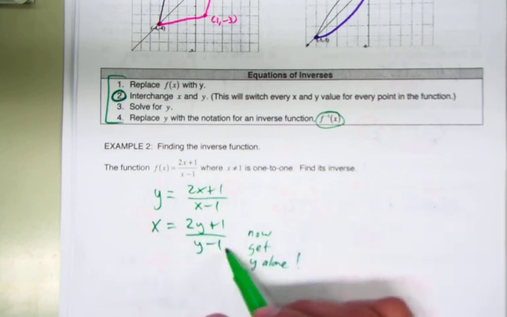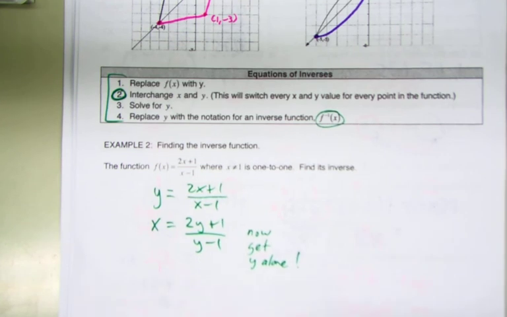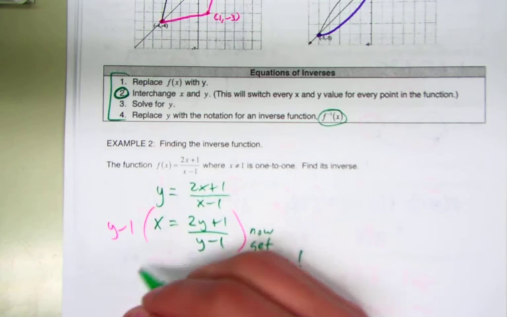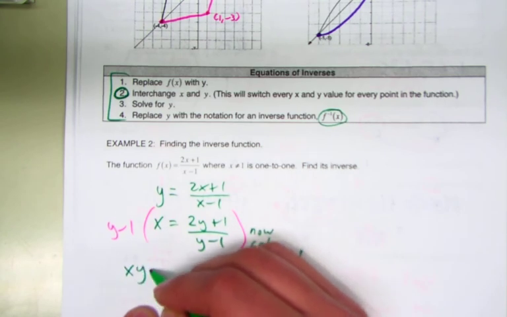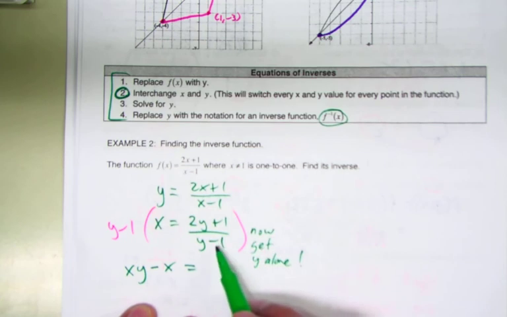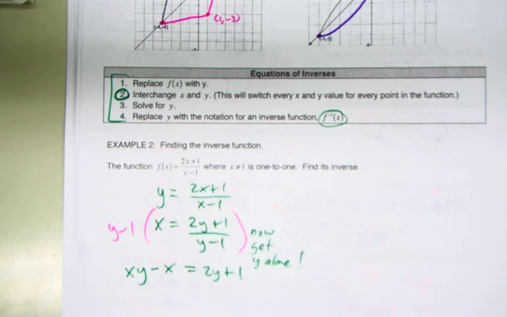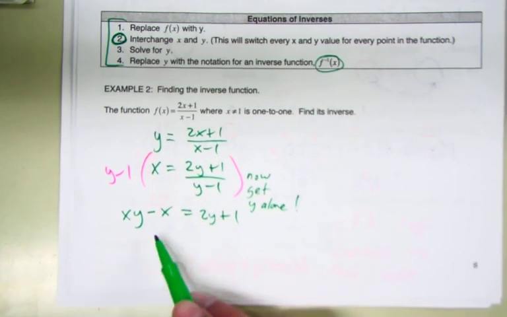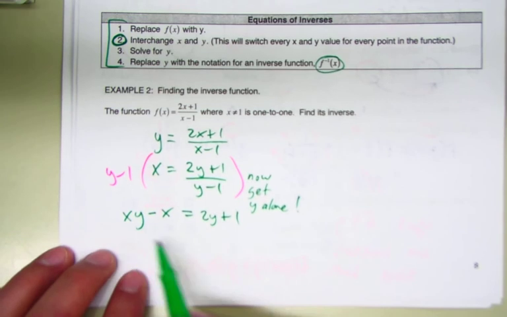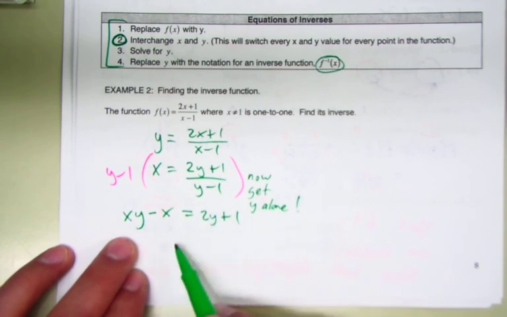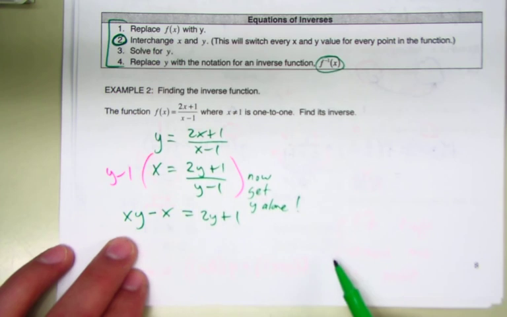Now, since I have this denominator down here with y minus 1, I'm going to multiply both sides by y minus 1. So now I get x times y minus x on the left-hand side. And on this side, the y minus 1 cancels out. We get 2y plus 1. And just like any other algebra equation that's linear, not a quadratic or cubic or anything that hard, since we're trying to get y alone, we're going to move everything so that the y's are on one side and everything else is on the other side.